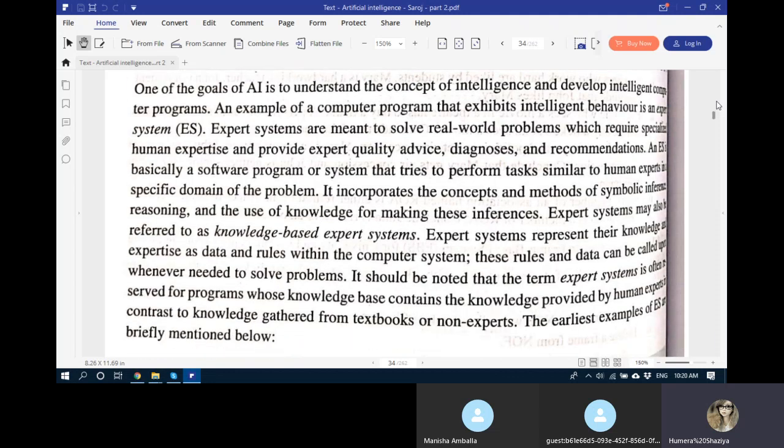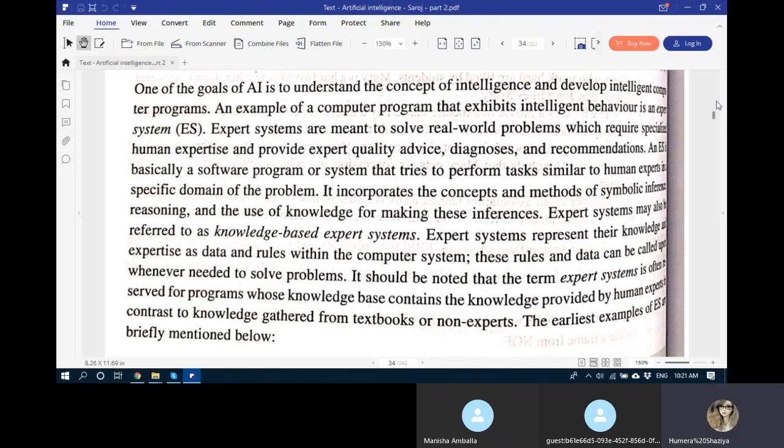An expert system is also a specialized computer program, and expert systems represent their knowledge and expertise as data and rules within a computer system. So if I say that a particular program is an expert system for the diagnosis of different types of fevers.